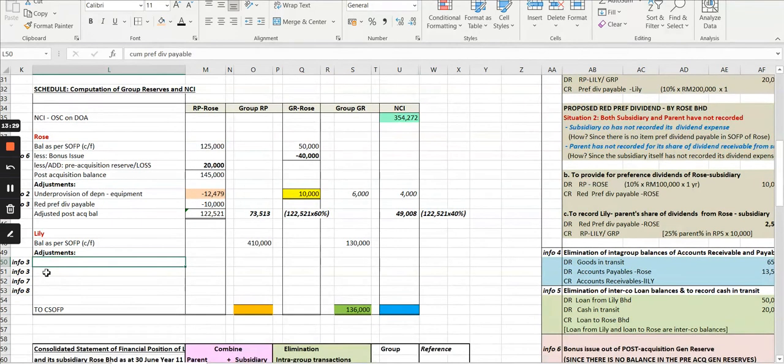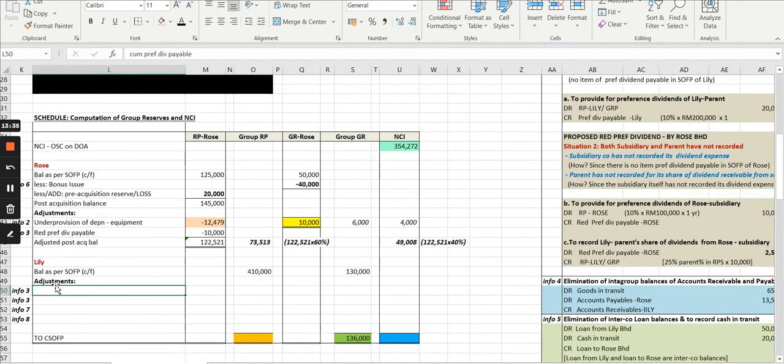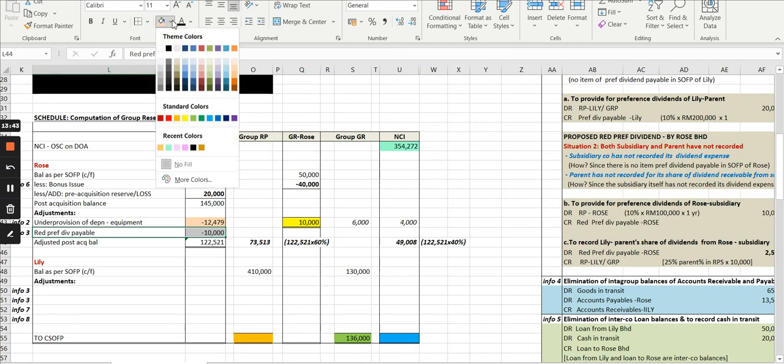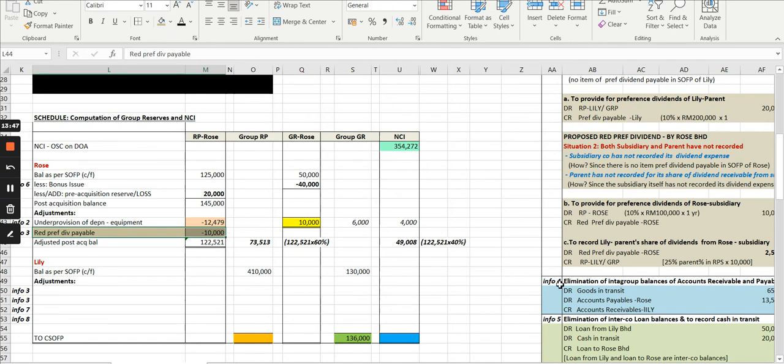Now we proceed with the adjustment that would affect parent. Information number 3, when it affects the subsidiary, it will also affect parent. I'm talking about the redeemable preference dividend here. This redeemable preference dividend that you have here, which is this one here, is the one declared by subsidiary. However, the parent company will have a share of that dividend. So that information 3 to the subsidiary is an expense, but to the parent that would be an income. Why an income? I'm going to put it here.